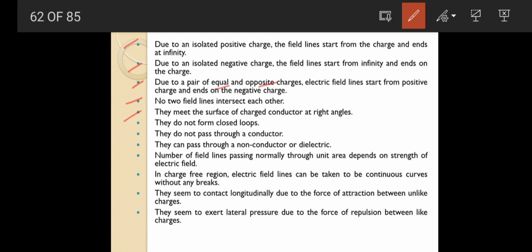The next property: they meet the surface of a charged conductor at right angles. Which means that electric field lines will always diverge out of the surface at a right angle, or will always go into any given surface at a right angle only. For example, if you consider this as a surface, these electric field lines will always enter and leave this surface at a right angle only. So that is the concept.